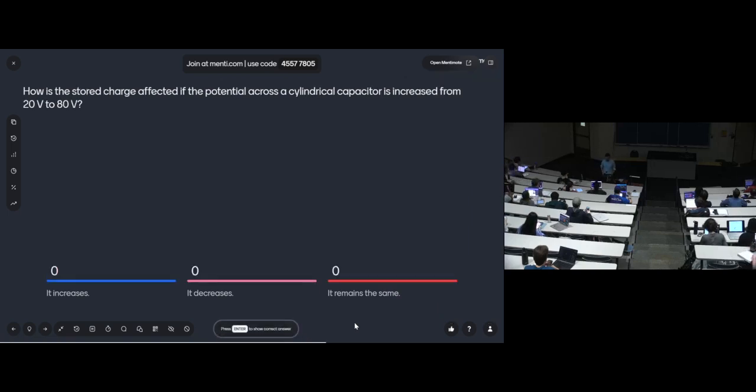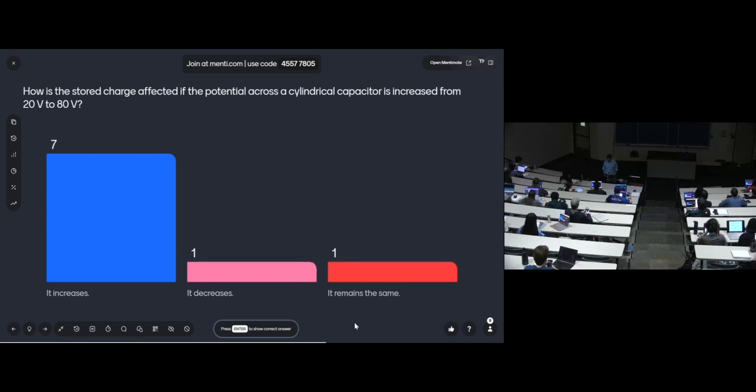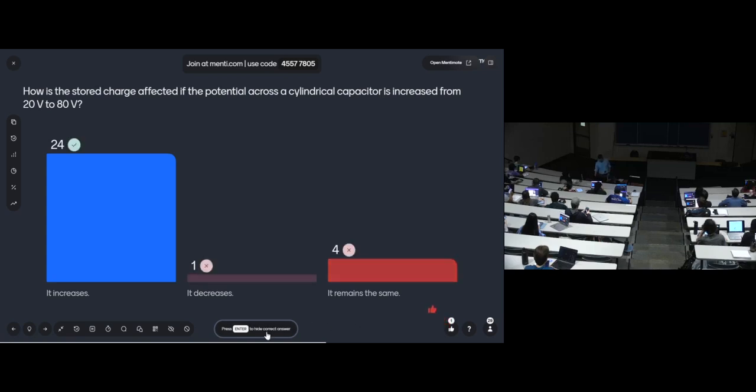So how is the stored charge affected? Well, I just answered this, but I guess we'll make sure that you're paying attention. Yeah, so as you increase potential across a capacitor of any geometry, cylindrical, spherical, wound up as a double helix or something like that, the increase in voltage corresponds to an increase in charge stored.